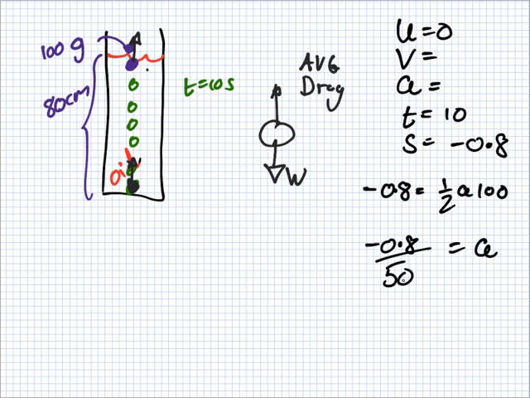That's a. Is that minus 1.6? Is that the a? I think so. No, I have the decimals wrong, sorry. 0.16. Is that the a? 0.8 over 50? No, that's also wrong. Two zeros. That's the a. Okay. So that's minus, so that's down.